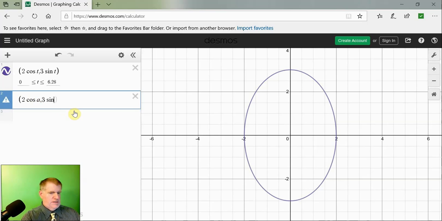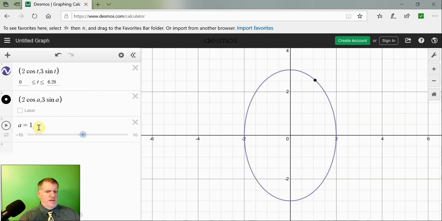3 sine of a. We'll add our slider, and we'll start it at 0. And now it doesn't matter which way we go, or how far we go, because watch what happens. It's just going to spin around and around. But please note, it starts at 2, 0.